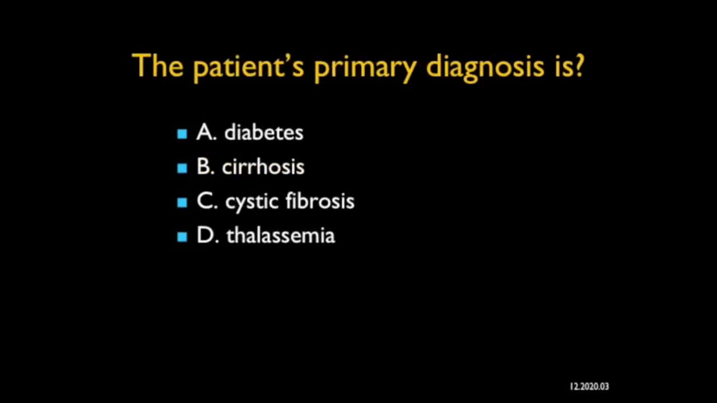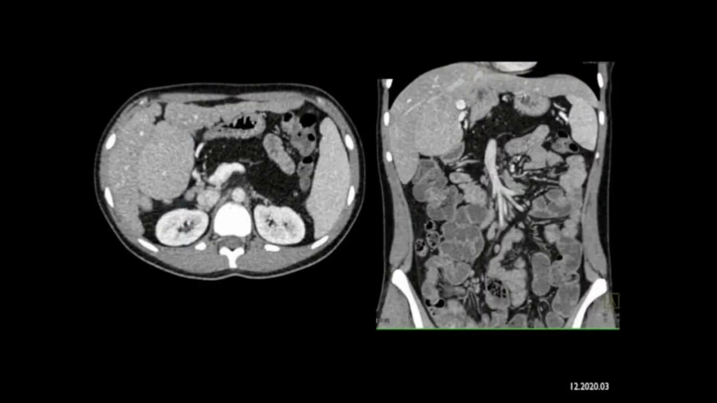In this case, what is the patient's primary diagnosis? Now, one thing you can see is the patient has cirrhosis and a big spleen. But then you look at the pancreas, and the patient's pancreas is replaced by fat. But it's diffuse fat, and you can see the mass effect of where the gland was, or the gland still is, but it's replaced by fat.